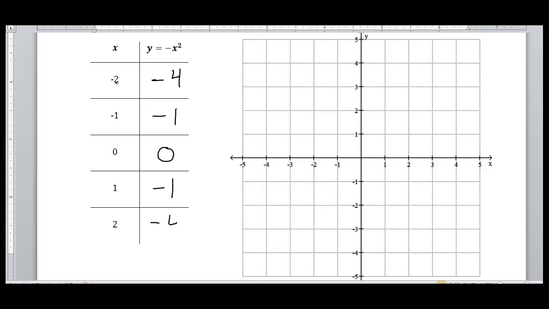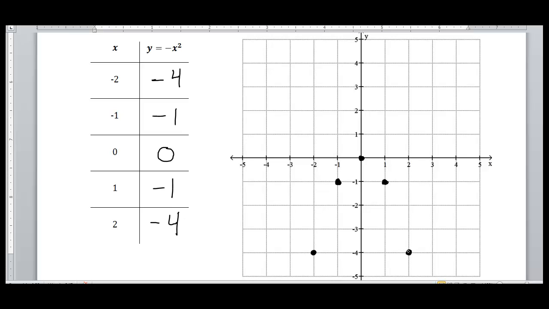My first ordered pair has the coordinates -2, -4. So I go left 2, down 4. -1, -1: go left 1, down 1 from our origin. I have the origin, which is 0, 0. The point 1, -1: go right 1, down 1. And then the point 2, -4: I go to the right 2 and down 4.